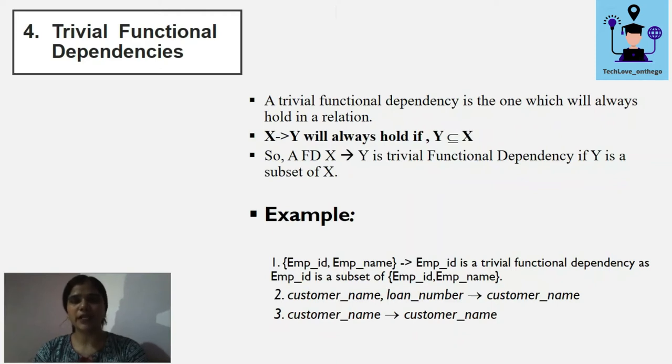Trivial functional dependencies. A trivial functional dependency is one which will always hold in a relation. So this is very implicit. Like if I say x → y, that means x is able to determine y, and this will always hold if y is a subset of x. Let's take an example. If I say employee id and employee name is able to determine employee id, this is very trivial.